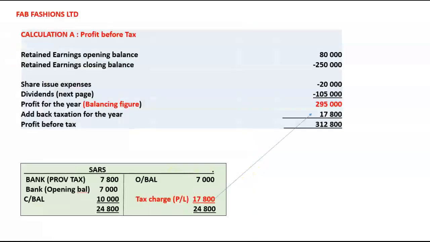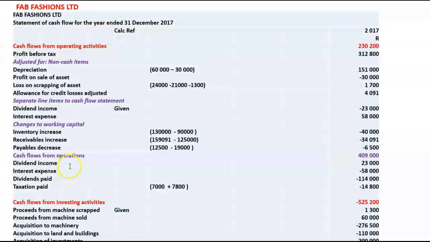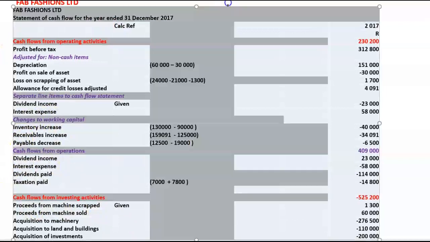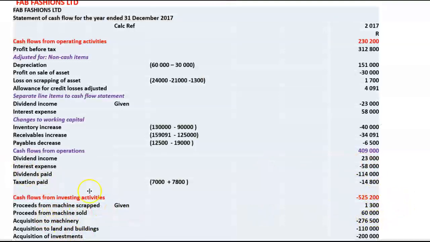and we go and dump it where we should in our cash flow statement. So here's our cash flow from investing activities. Let's make it a little bit bigger. Investing activities, there you can see then proceeds from the machine sold, there it is, 60,000 Rand. 60,000 Rand proceeds from the machine sold.